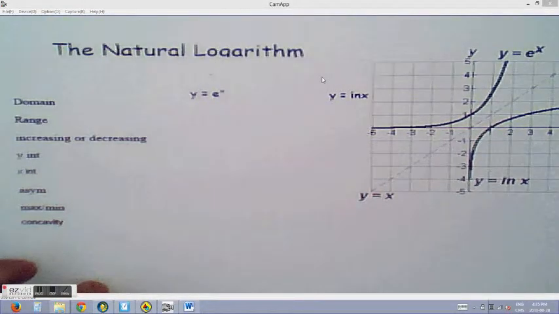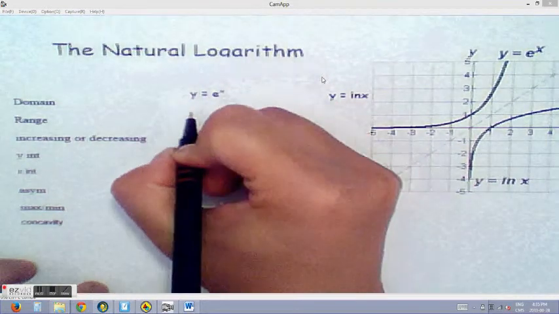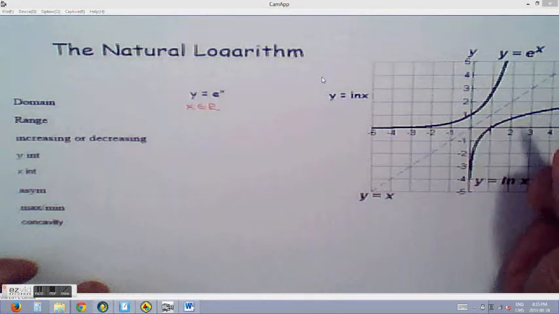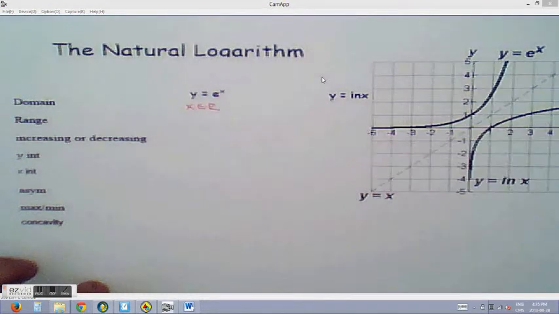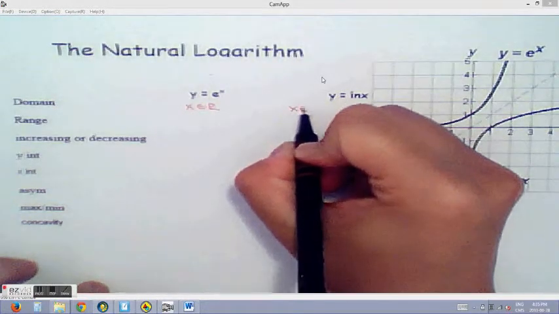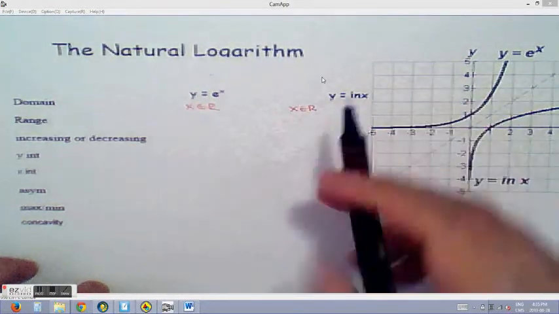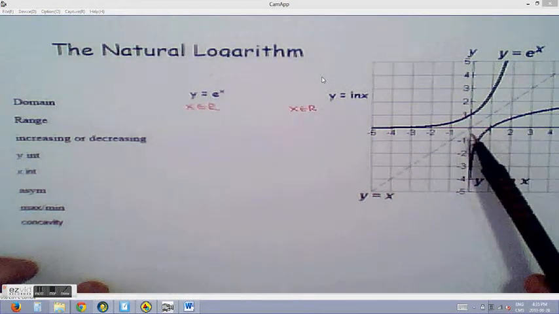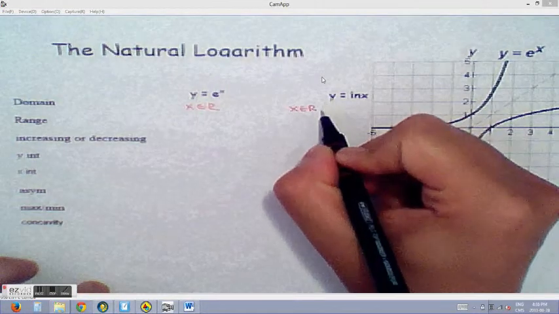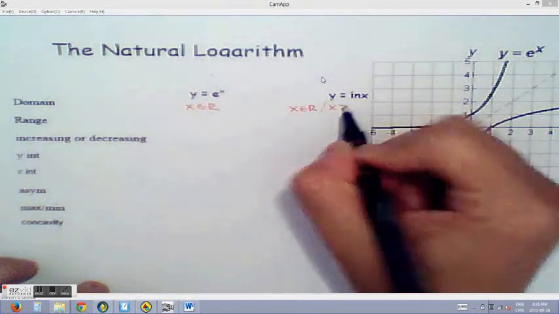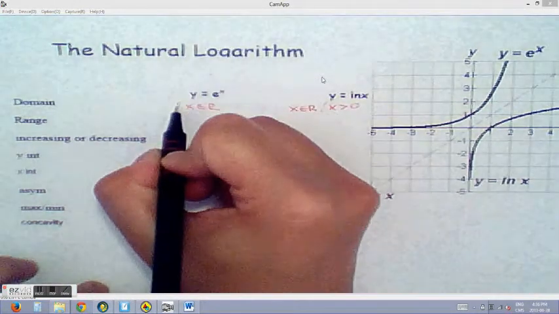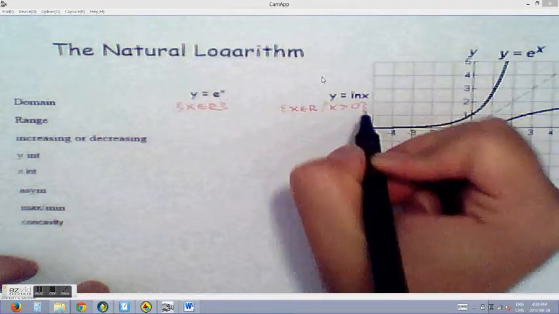So the domain of e to the x, we can say that x belongs to the set of real numbers. The domain of ln of x, however, is a set of real numbers, but notice that ln of x does not exist for values of x that are negative, such that x is greater than 0. And just to be correct, we're going to put our squiggly brackets, and you notice I'm not very good at making squiggly brackets.